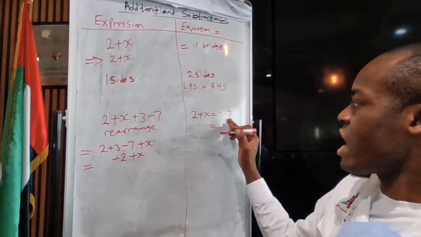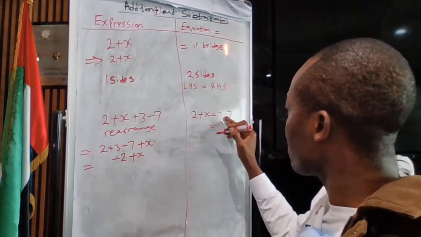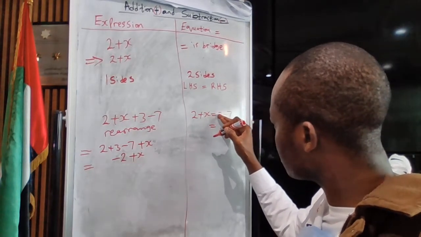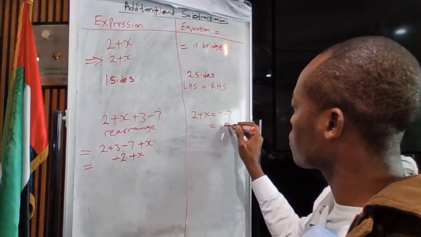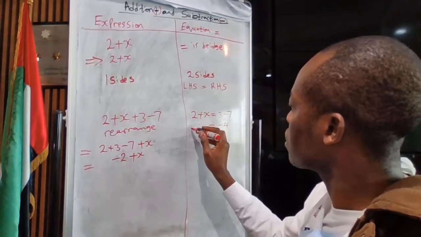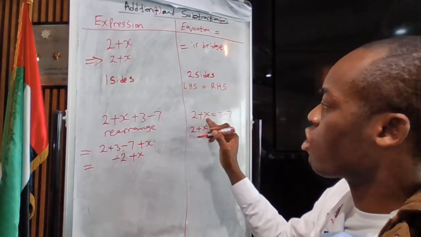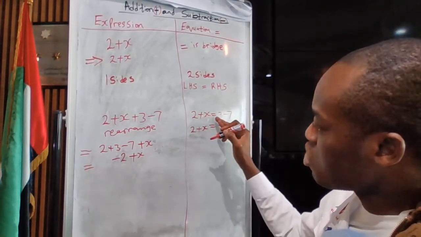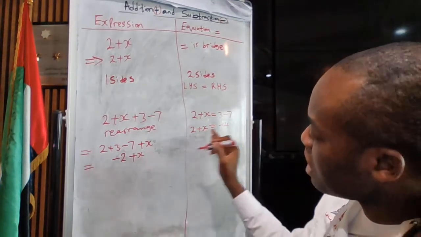That is, 3 and 7 can be subtracted and can be added, which is what? 3 minus 7. This is plus 3. Remember, minus 7, which is what? Minus 4. 2 plus x. This is what? 2 plus x. You cannot add them. They are unlike terms. That is, the equals to sign divides the question into 2 parts, left-hand side and right-hand side.